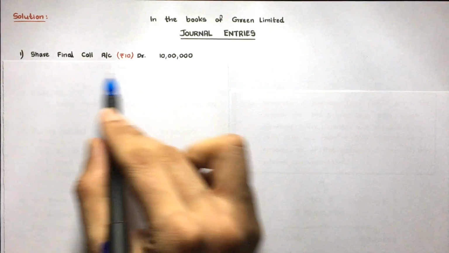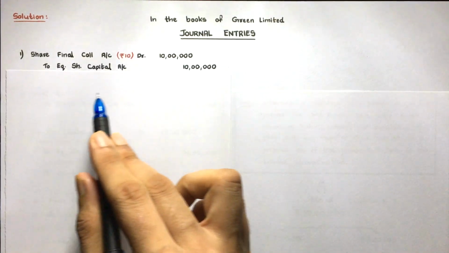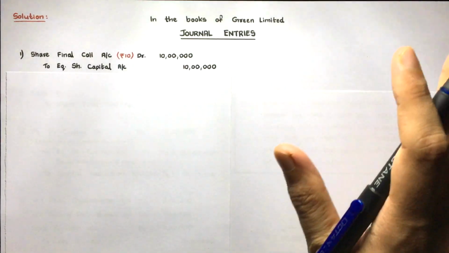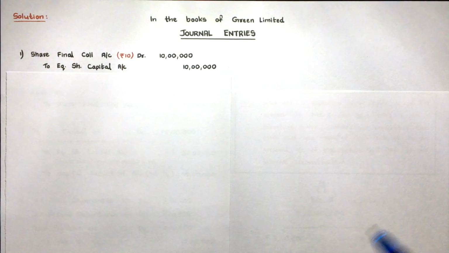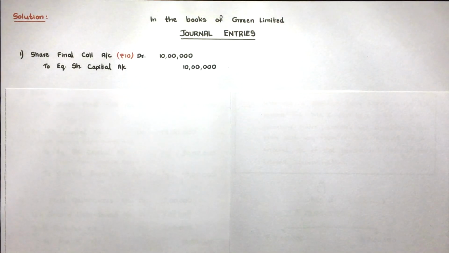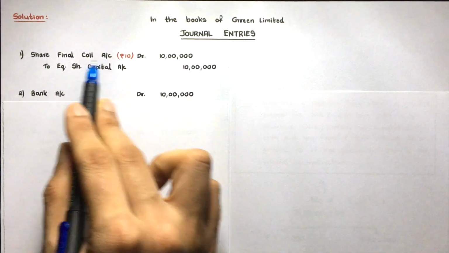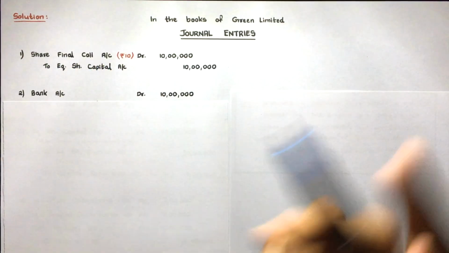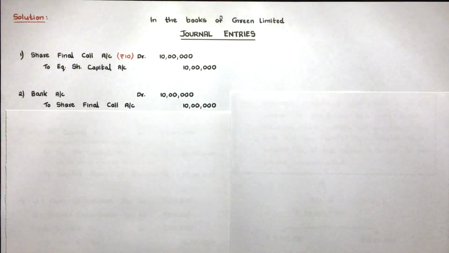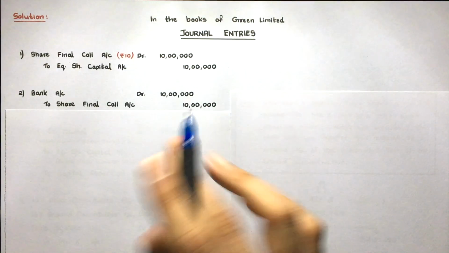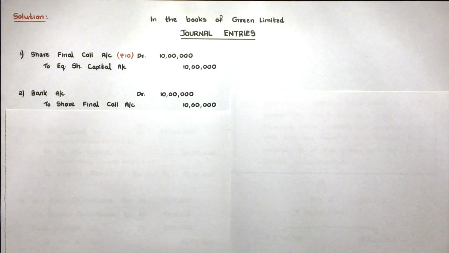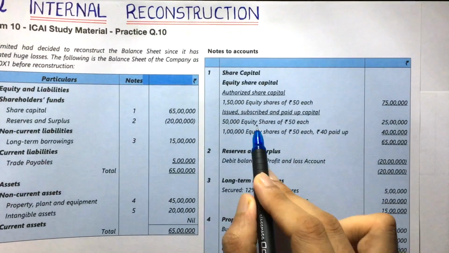Share final call account debit 10 lakh to equity share capital account 10 lakh. Really simple. Easy? Yes. Then we will receive the money. So we have to debit the bank account 10 lakh and then we have to cancel this dummy temporary account called share final call account by making an equal credit to share final call account. Simple, easy. So shares are fully paid up now. Both capital over here are fully paid up.